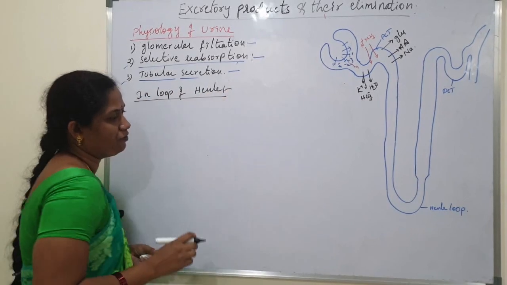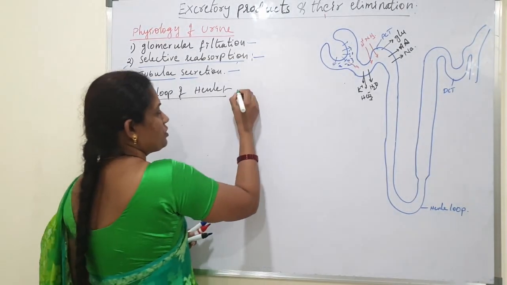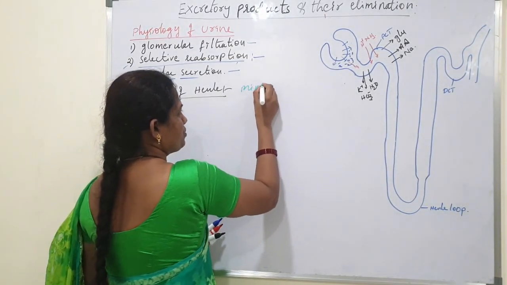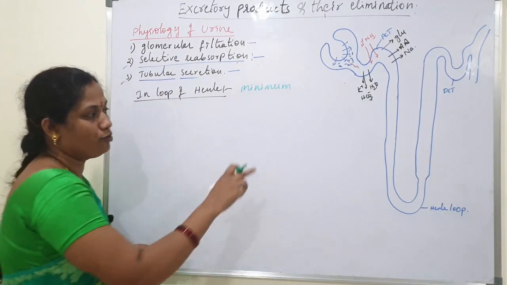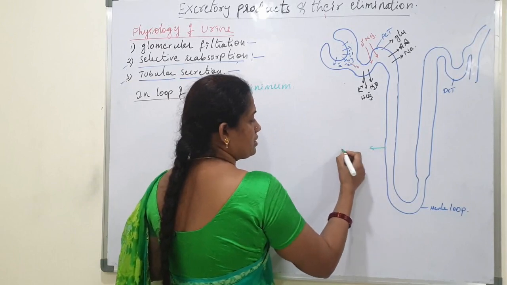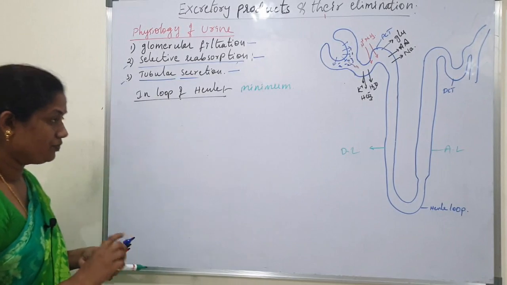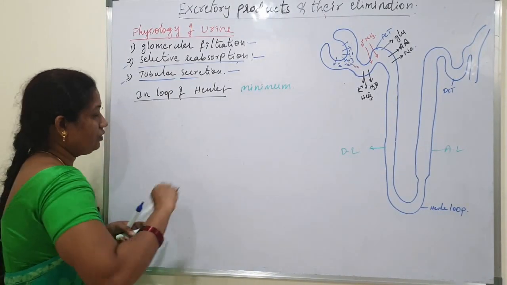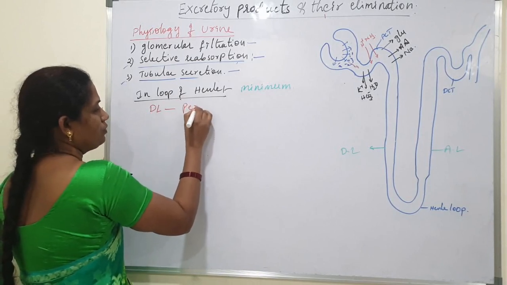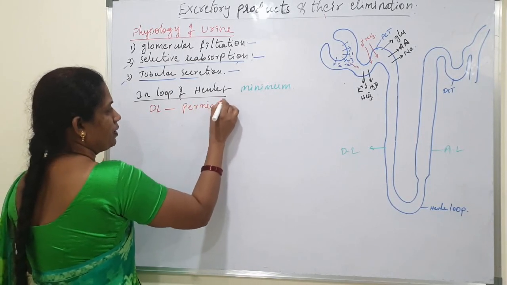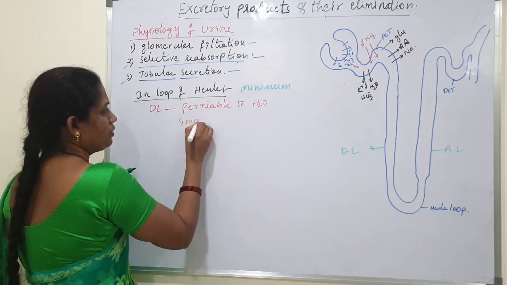Next, the reabsorption in the loop of Henle. Here minimum reabsorption takes place. In the loop of Henle, this is the descending limb and this one is the ascending limb. The descending limb is permeable to water.